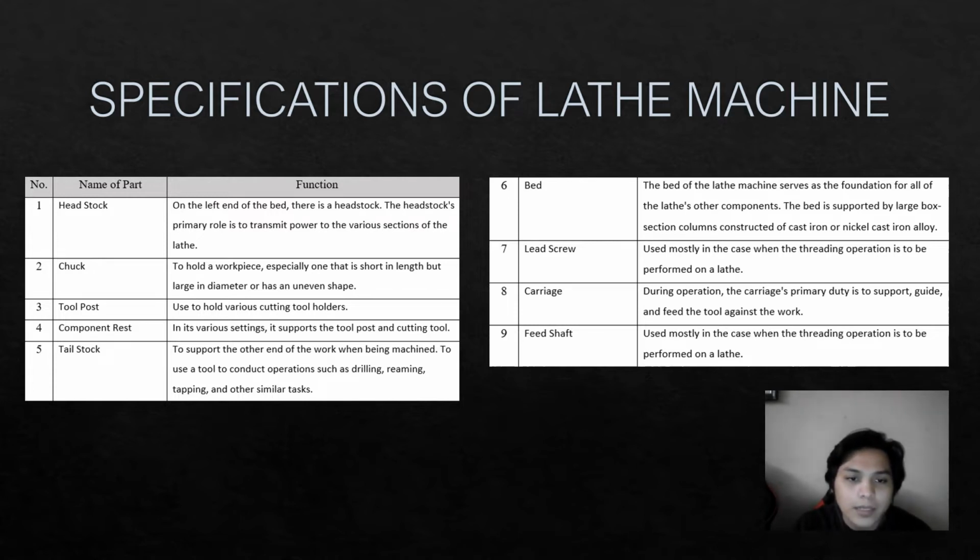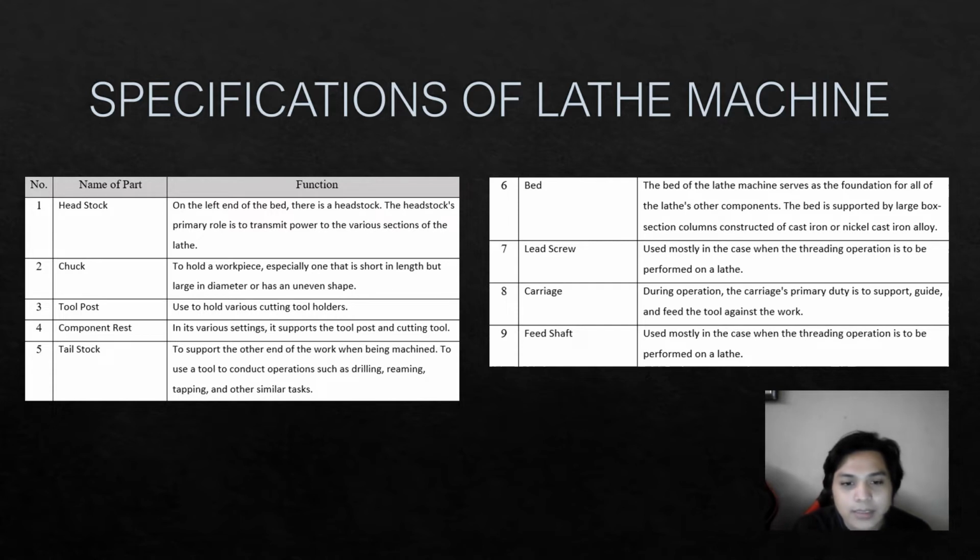And then the fourth part is the compound rest, which has various settings. It supports the tool post and cutting tool. The fifth is the tailstock. The function of the tailstock is to support the other end of the work when being machined, and to use a tool to conduct operations such as drilling, reaming, tapping, and other similar tasks.